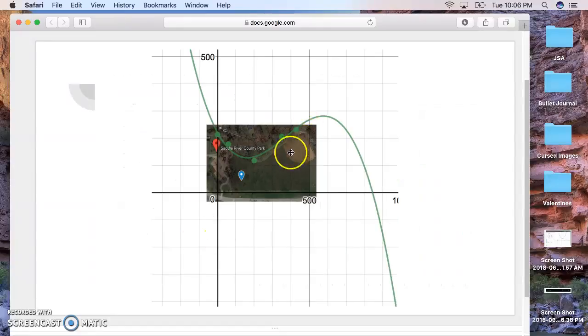So here's just my path kind of lined up against the regression. As you can see, it's fairly accurate. It's just a more smoothed out version of what I actually ended up drawing.